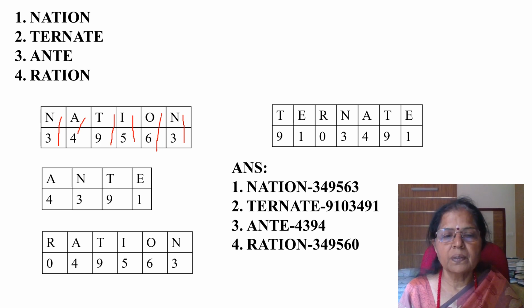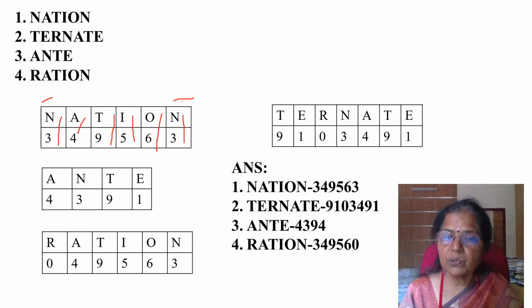Now, so that is 3, 4, 9, 5, 6, 3. The table is made use of. Now look at the conditions. What is the condition? Say if both first letter and the last letter are consonants, N and N. First letter is N and the last letter is N. Yes, they are consonants. They are not vowels. So first condition applies.